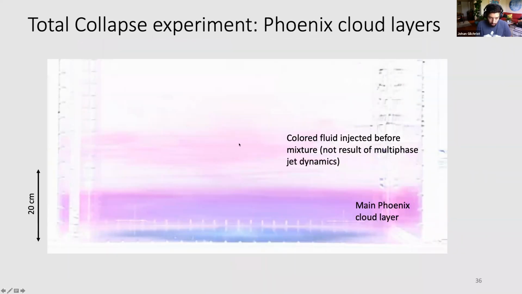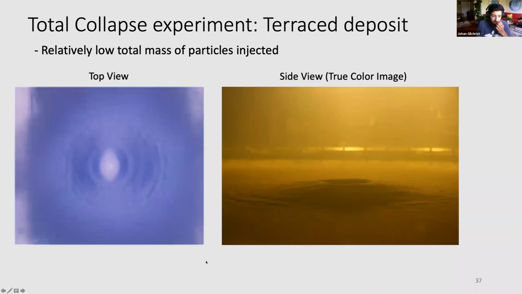Ignore this fluid up here, which again was just colored fluid that was in the delivery tube before the mixture was introduced into the tank. This is the main cloud layer that resulted, and this is basically a Phoenix cloud layer that might be composed of multiple layers or is a single layer and extends from about 15 centimeters down to the tank base. And this is the resulting deposit.